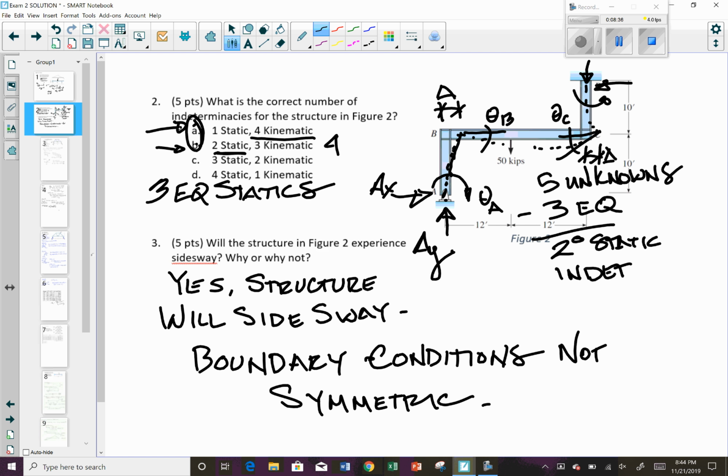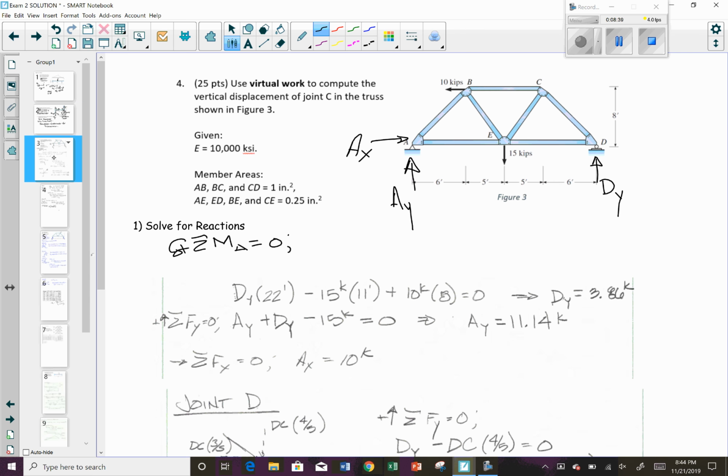All right, so the next one is use virtual work to compute the vertical displacement of joint C in the truss shown in figure 3. Okay, I gave you different areas for members AB, BC, and CD. And the remaining members were 0.25 square inches. So what you needed to do is solve for this using virtual work to compute the vertical displacement at joint C. This is a statically determinate truss.